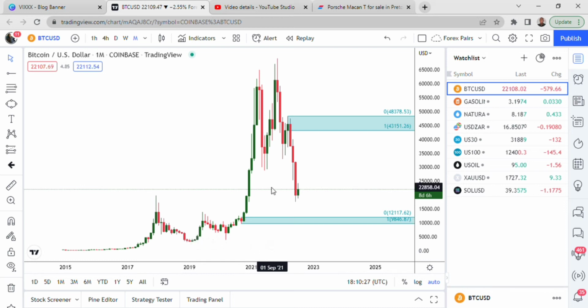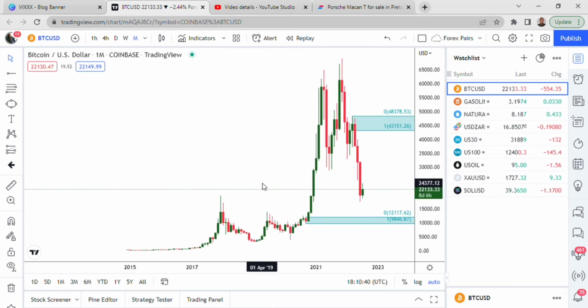So this is what we're having on monthly. I feel like if the price could come towards the 10,000, that would be a sort of reset button for Bitcoin, which is something that I think it probably did.